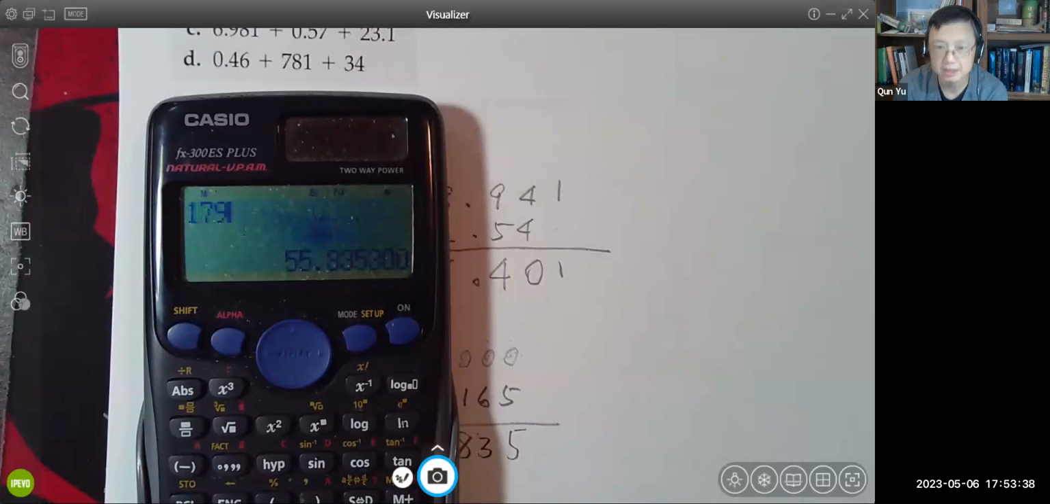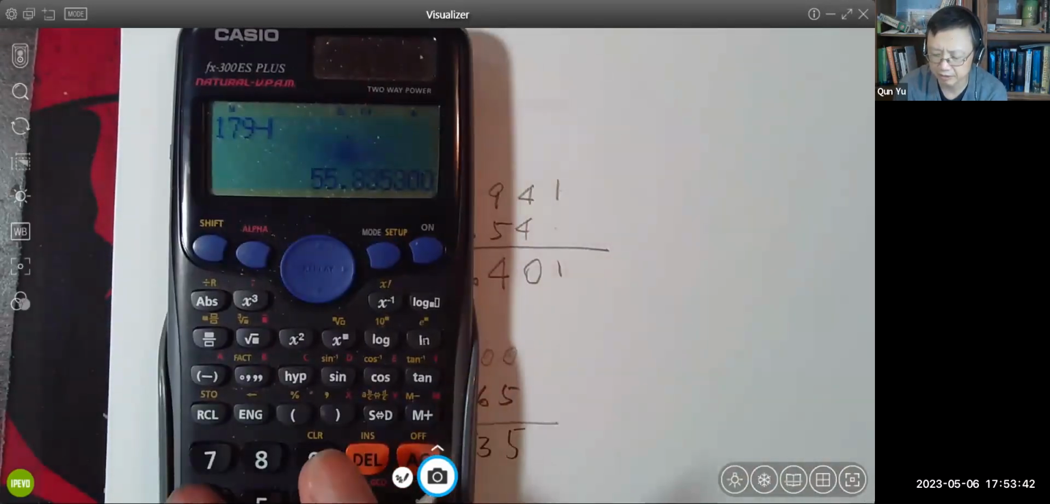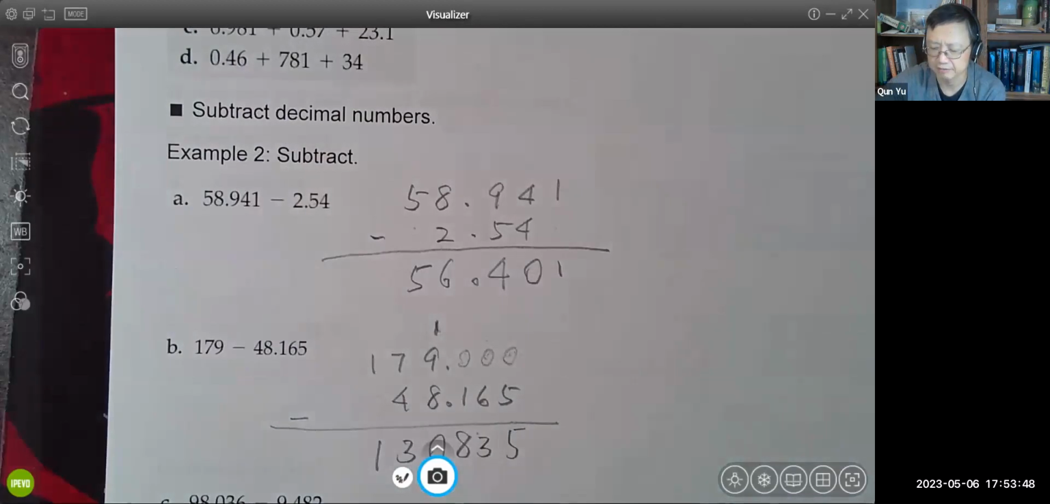179 minus 48.165. 48.165. 130.835. So 130.835.